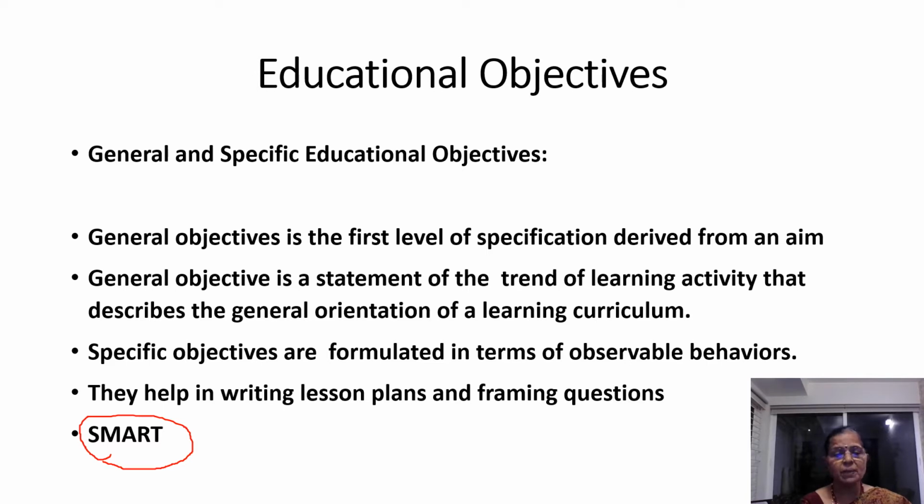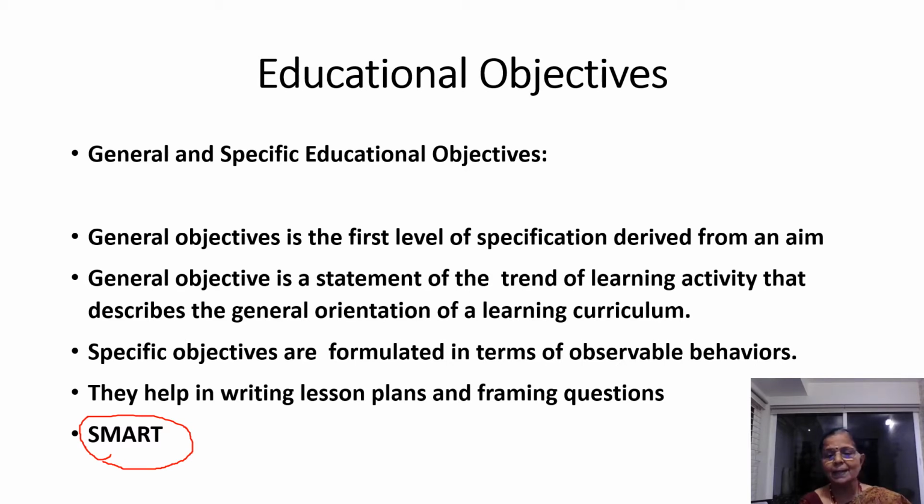M stands for measurable. So instead of vaguely writing, give examples for educational objectives, be specific and measurable. Give 4 examples so that you can measure it, and the teacher can evaluate it and give half a mark for each objective. So they should be measurable.